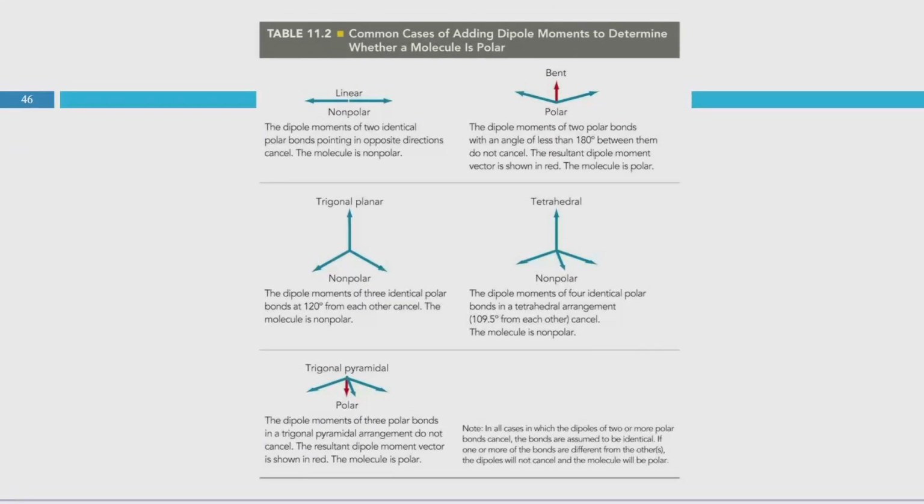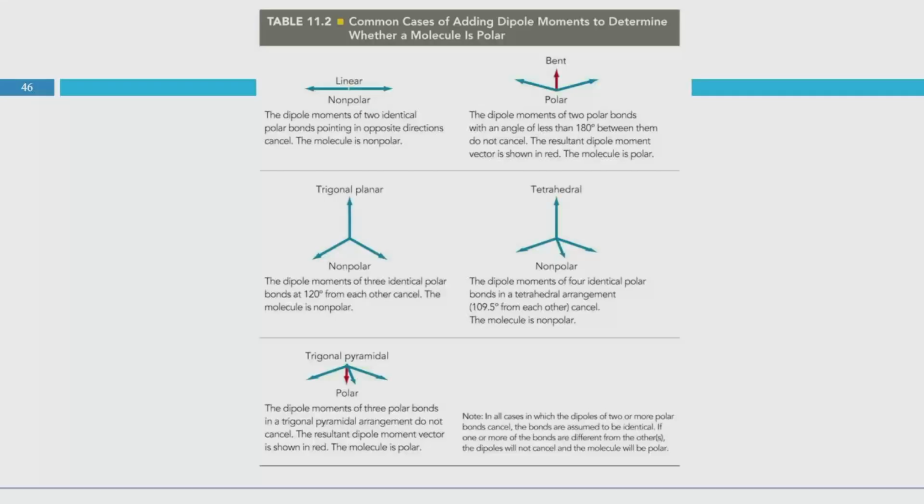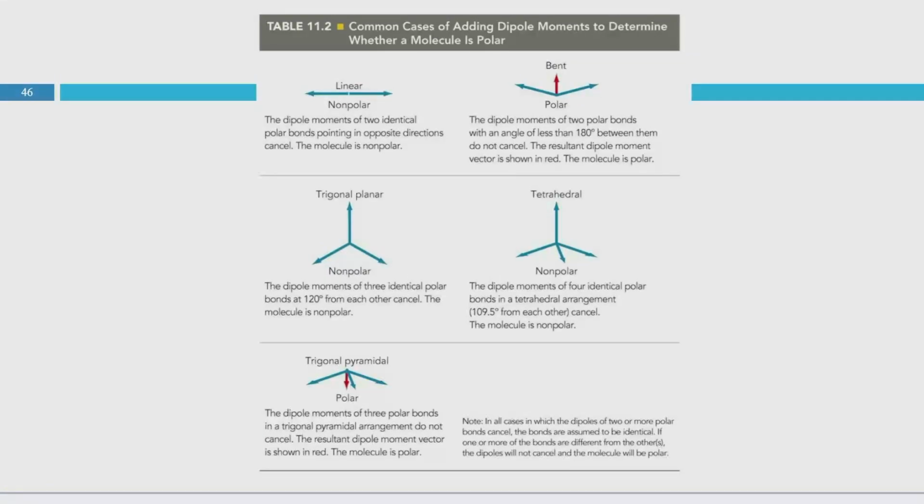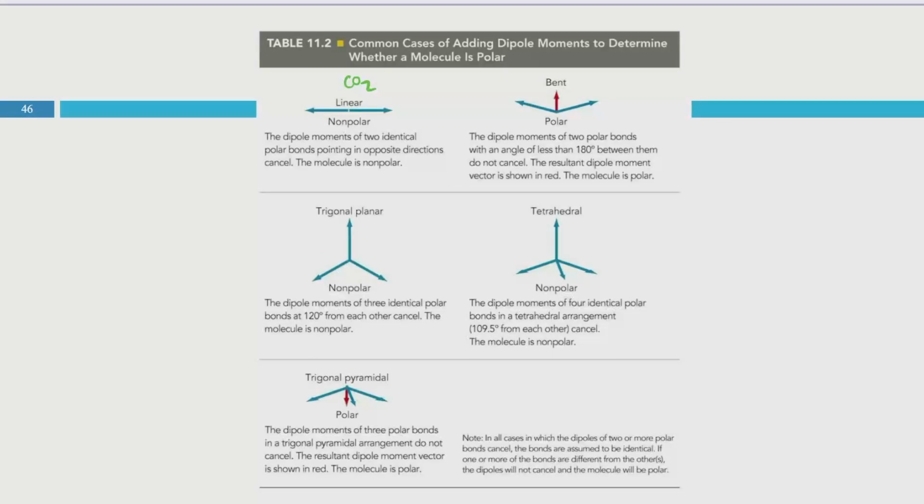However, we can also boil it down to a couple of common cases. For our simpler shapes, when we're not doing expanded octets, this is typically when we're going to look at if something's polar or not. We've got linear with polar bonds. They're pointing in opposite directions. This is like the CO2 that we were looking at. The arrows are in completely opposite directions. They cancel out. We can also have a bent shape. This is going to end up being polar.